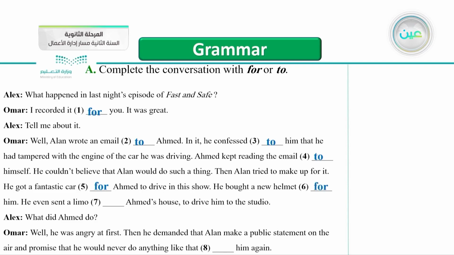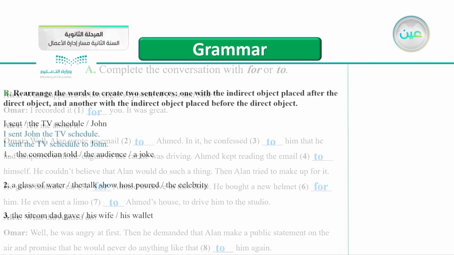He even sent a limo to Ahmed's house. Very good. To Ahmed's house. He even sent a limo to Ahmed's house to drive him to the studio. Alex, what did Ahmed do? Umar said, well, he was angry at first. Then he demanded that Alan make a public statement on the air and promise that he would never do anything like that for him or to him. Yes, to him again. So now we know when to put to and when to put for.